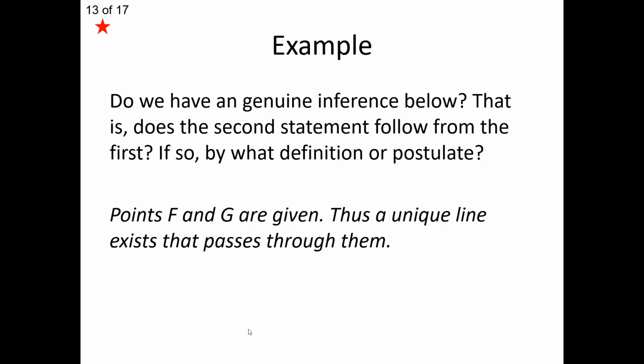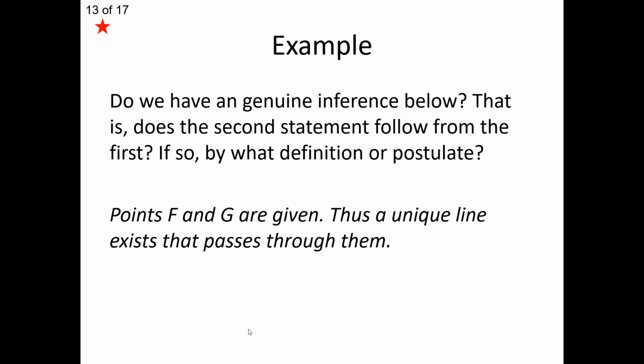So let's practice this. In the italicized sentence below, that's where we see the first sentence, which is our statement being made. There's then a second statement that follows the word thus. That second statement is our inference. So let's ask these questions initially, and then we'll practice with those italicized sentences below. Do we have a genuine inference below? That is, does the second statement follow from the first? If so, by what definition or postulate? So we're going to be saying it does follow or it does not follow.